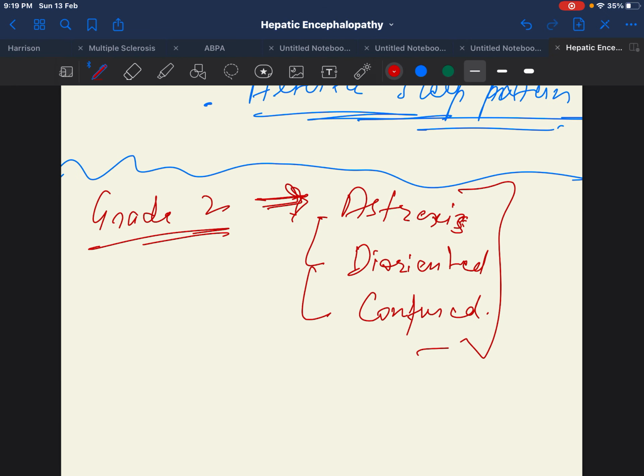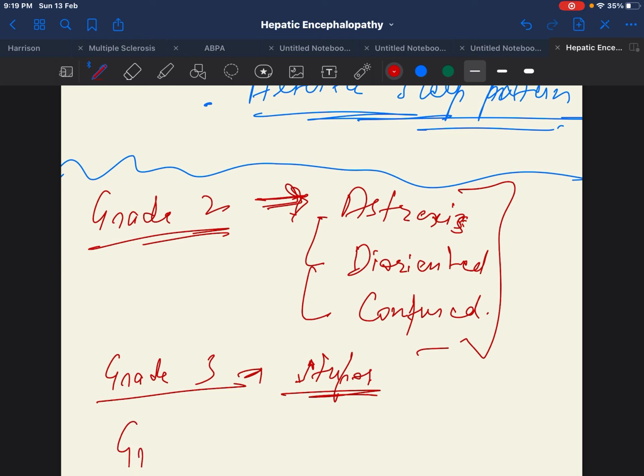Now for grade 3 and 4, we should be aware of two terms only. In grade 3, the patient is in stupor, but can be awakened by deep pain. In grade 4, the patient is in coma. We don't need to know much more than that; the patient will be in a coma.